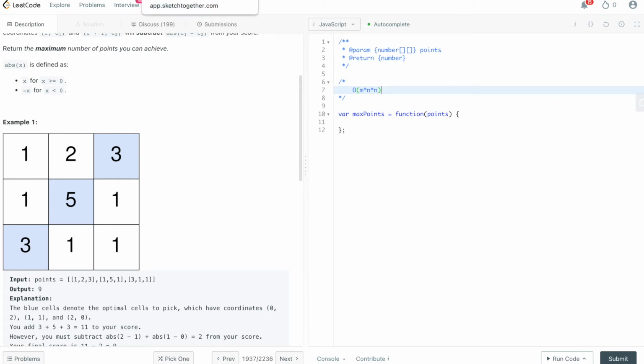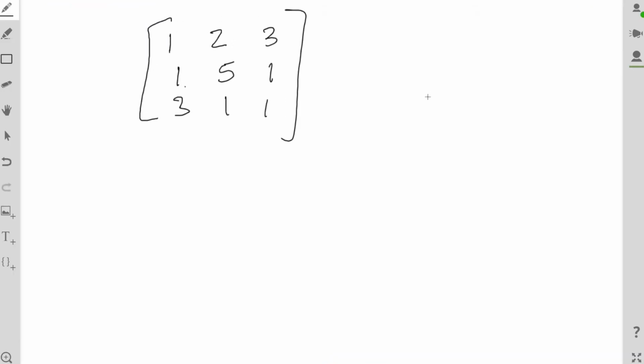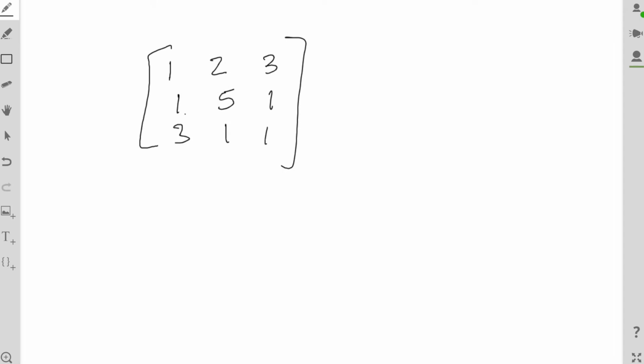So I'm just going to draw this out before we even begin: 1, 2, 3, 1, 5, 1, 3, 1, 1, okay? So this is our beginning matrix. If we start off with taking a look at this and we call it previous, right? And we have a current array, which is at the very beginning empty, and it's size of 3.